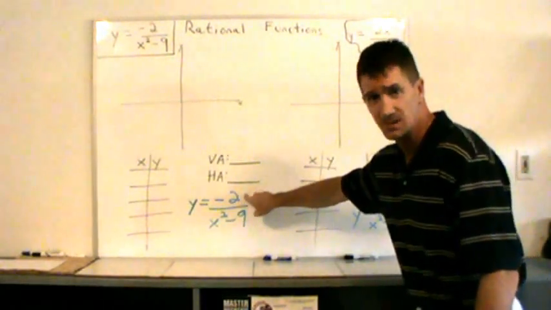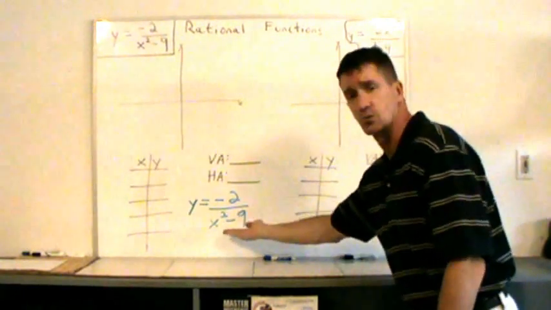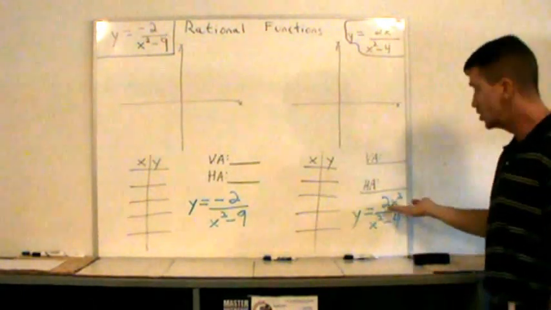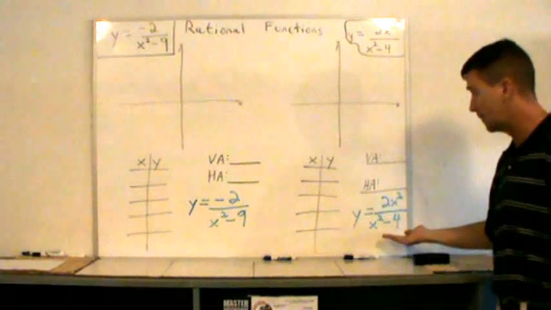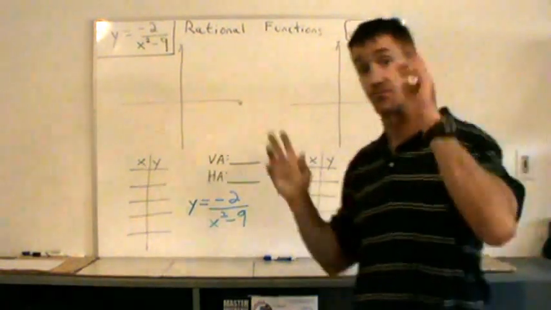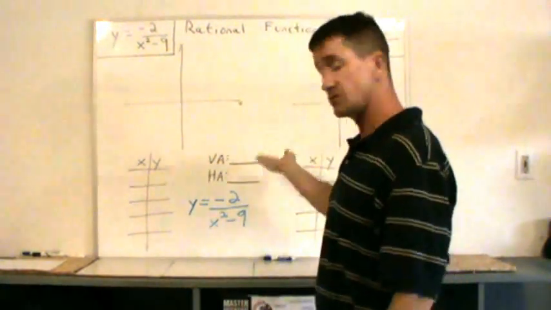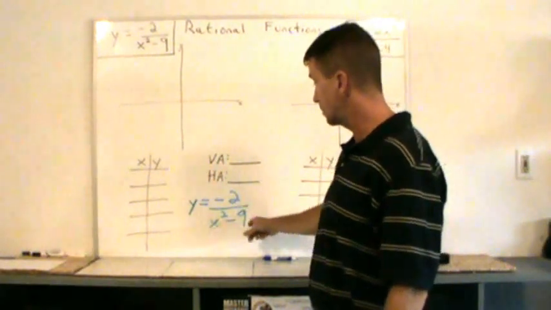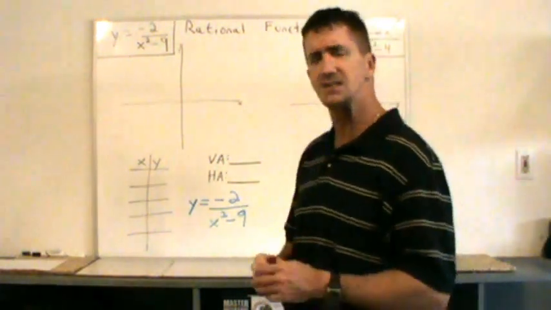Sometimes something not too busy, just like -2 over x squared minus 9. Or in this example, 2x squared over x squared minus 4. Okay, it's got the fraction going on, but these are rational functions. Polynomial here, polynomial here. And they have some interesting graphs.